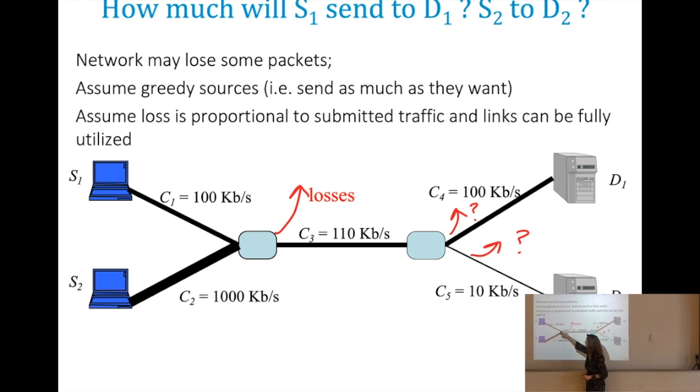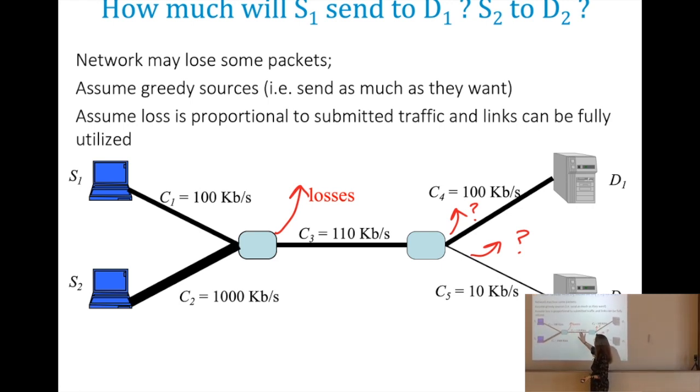So first they will both send on these links and they will arrive at this router. Since they are greedy, they are trying to send at the maximum capacity they can afford. So S1 will send at 100 kilobits per second and S2 at 1000 kilobits per second. In the routers, typically there are buffers if they cannot transmit all the data at once. But let's just say here that the buffers overflow very quickly and we have losses.